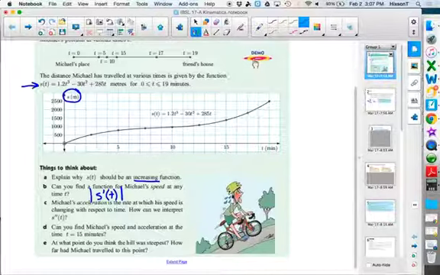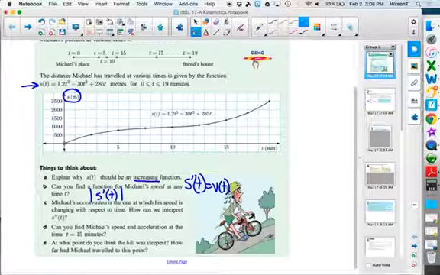Okay. What would s prime of t give us? Velocity. S prime of t is our velocity. Now, the difference between velocity and speed. Velocity is a vector quantity, right? So we have a magnitude, which is the speed, and we have a direction. How is direction indicated in our velocity? The positive and negative. Are we moving forward towards our friend's house, or are we moving backwards? So a positive velocity means we're moving to the right. Negative velocity means we're moving to the left. We'll come back to that in a little bit.